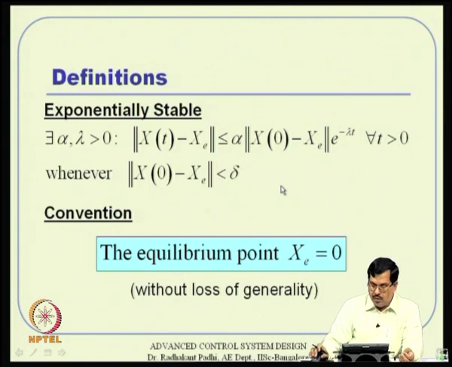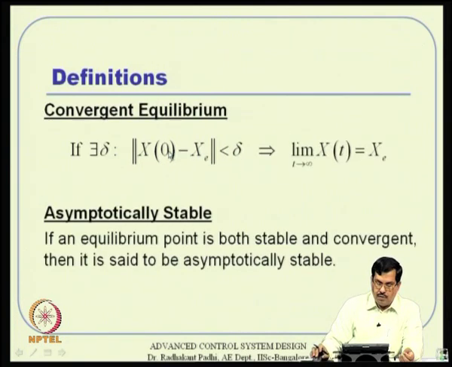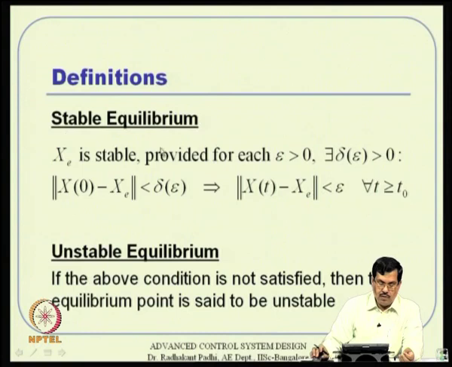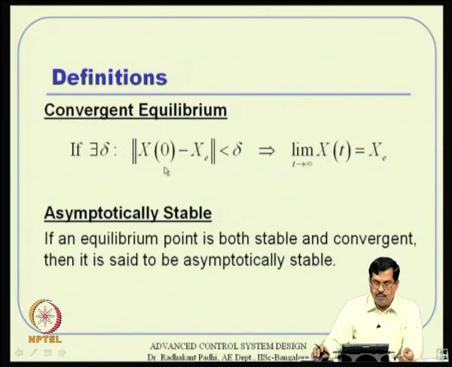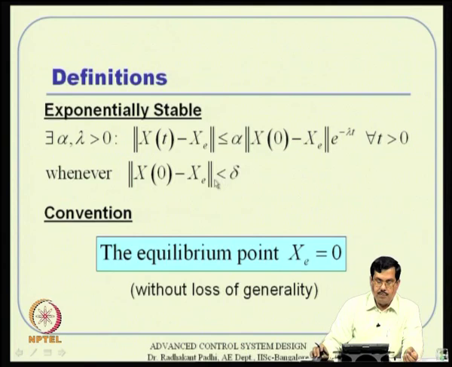These are the definitions. First, the three things we are worried about. First is what is a stable equilibrium point, and if it does not satisfy that, it is unstable. If it satisfies that, then we are worried about the convergent equilibrium condition. If both are there, that means the equilibrium point is both stable as well as convergent, then we call it asymptotically stable. And an even stronger notion is exponentially stable.